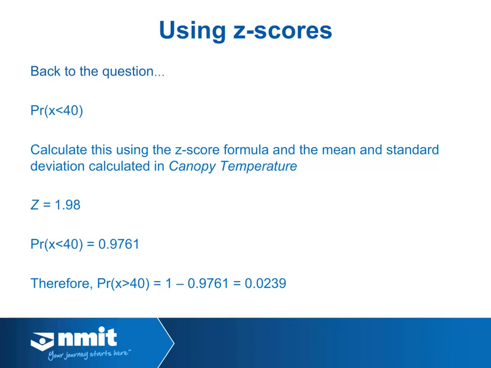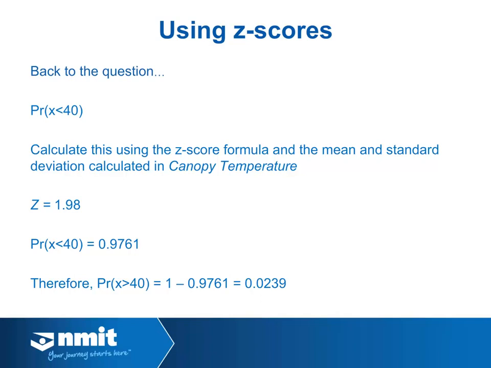With this spreadsheet from the subject page, you can do these calculations yourself. First of all, you've calculated the mean and standard deviation already. So we have 40, we need to standardize that to create a z-score. So we take 40, subtract the mean and divide by the standard deviation. And that gives us our z-score, which is 1.98.